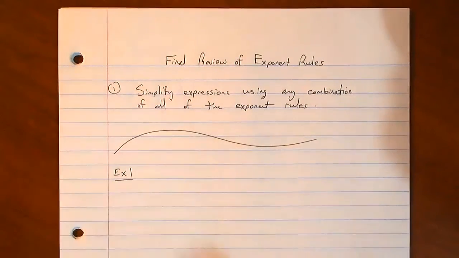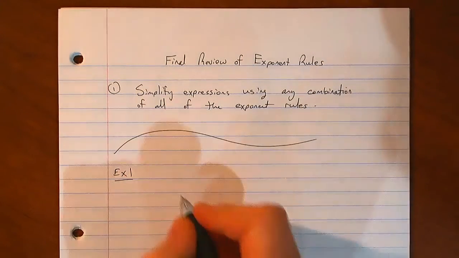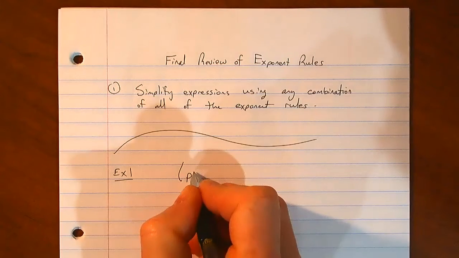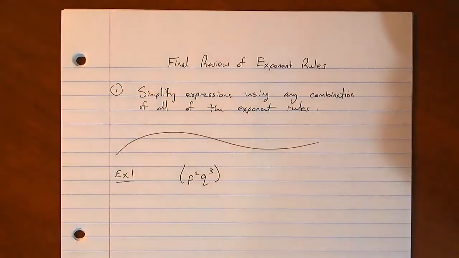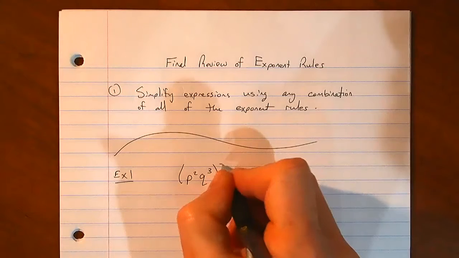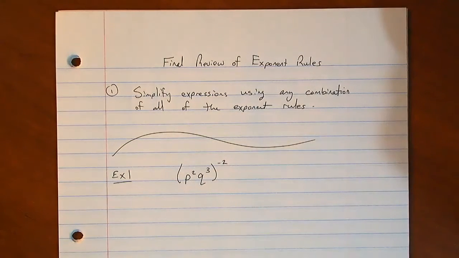In this first example, we're going to have a set of variables, and we're going to raise those variables to the -2 power. Okay, so there's our first example.